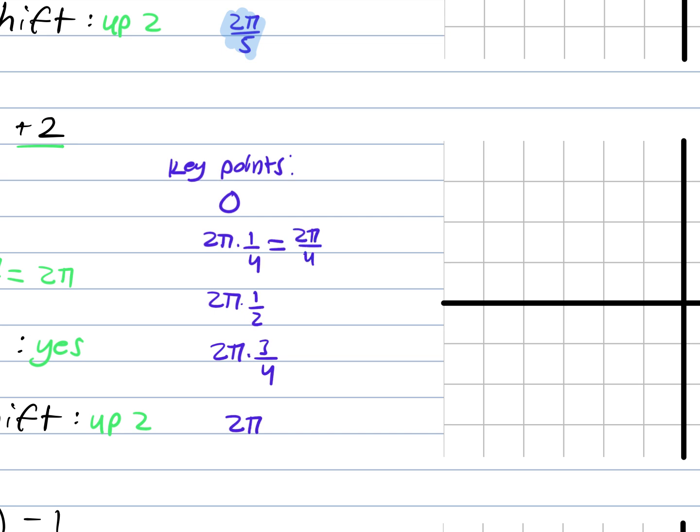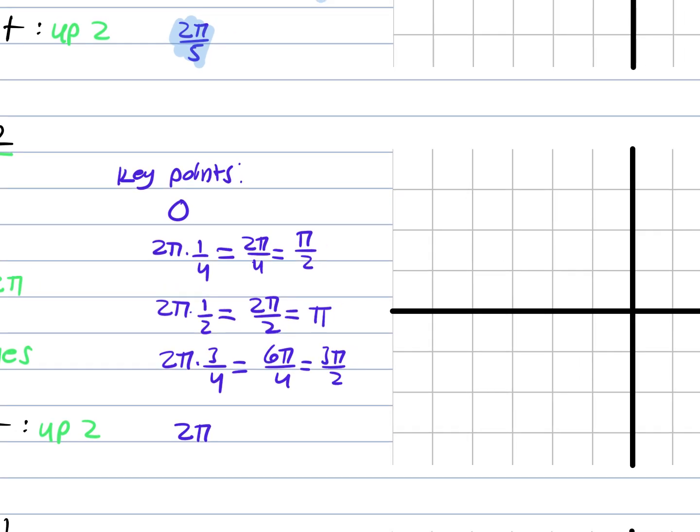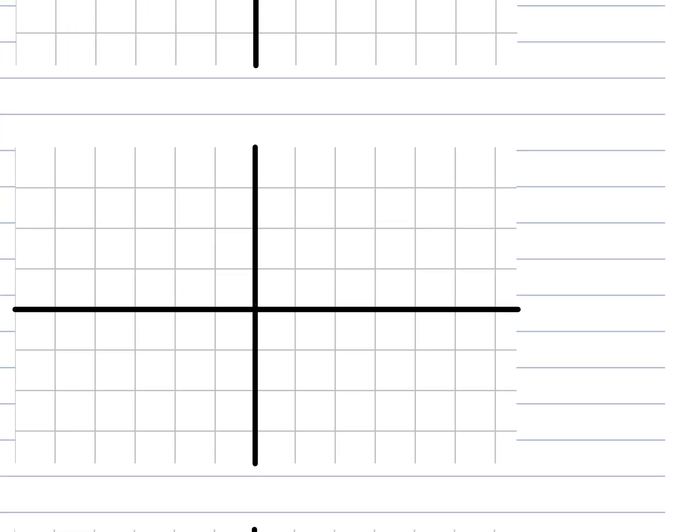All right, so we get 2 pi over 4, which is pi over 2, simplified. 2 pi over 2, which is pi, simplified. 2 pi times 3 is 6 pi over 4, which is 3 pi over 2. And then 2 pi is always going to be your last one, the period itself. And then I would use those points to label it on the axis: 0, pi over 2, pi, 3 pi over 2, and 2 pi.